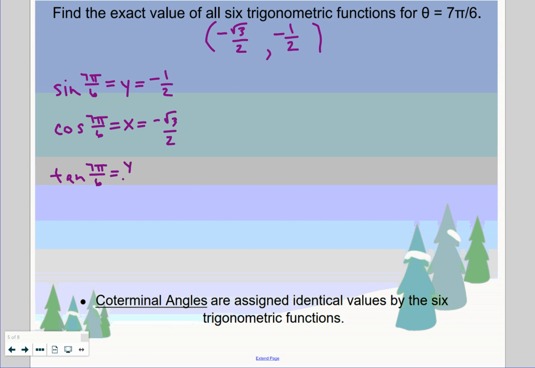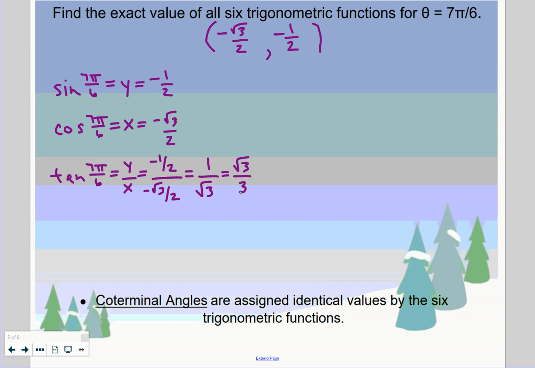Tangent is y over x on my unit circle. The y-coordinate is negative 1/2. The x-coordinate is negative rad 3 over 2. Now, when you have over 2 in both your numerator and denominator, that's pretty much saying 1/2 is a common factor of the numerator and denominator. So actually those 2's end up canceling, and also the negatives end up canceling. Leaves you with 1 over rad 3, and it's positive. And then if I rationalize that, remember we're multiplying top and bottom by rad 3, I get rad 3 over 3.